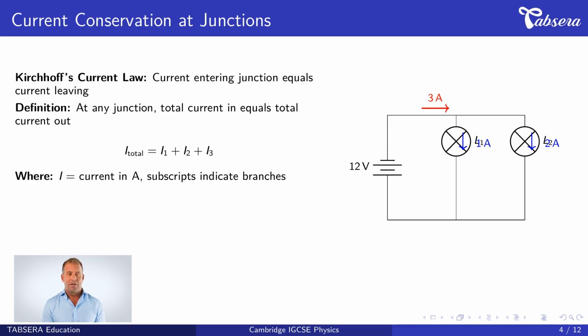The diagram illustrates this principle clearly. Notice how 3 amperes enters the junction from the battery, then splits into 1 ampere through lamp 1 and 2 amperes through lamp 2. The total remains 3 amperes. This principle is fundamental because it reflects conservation of electric charge in circuits.